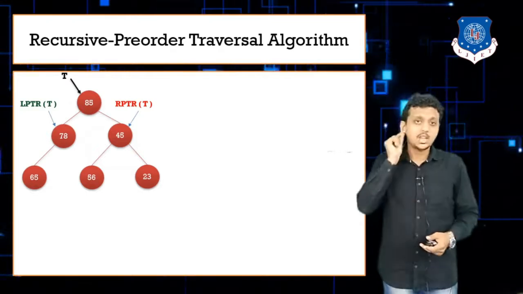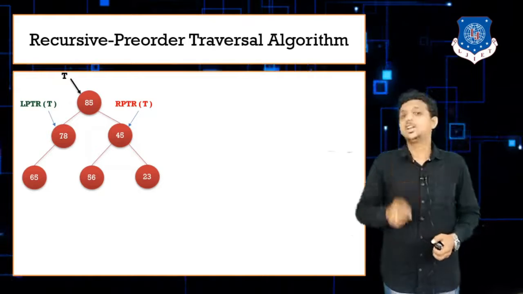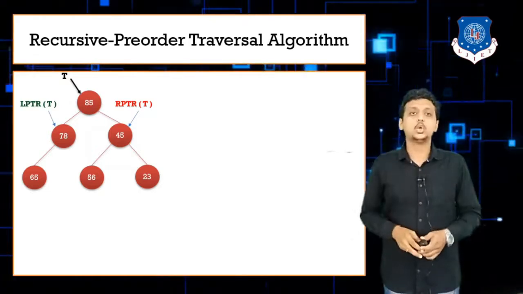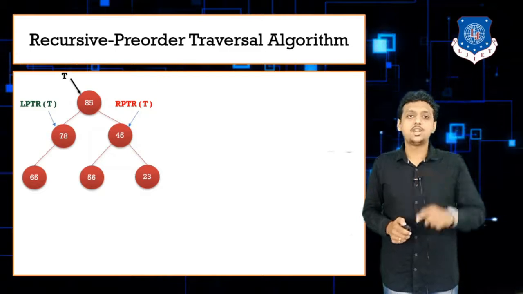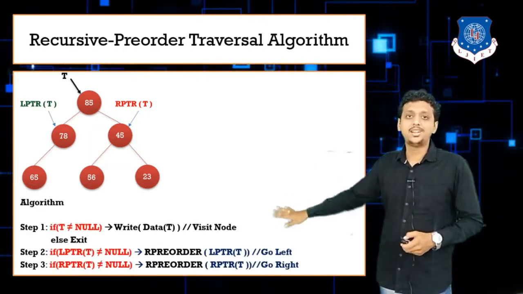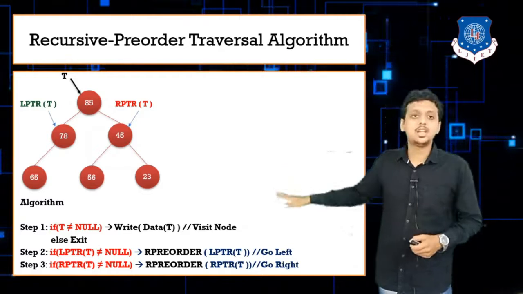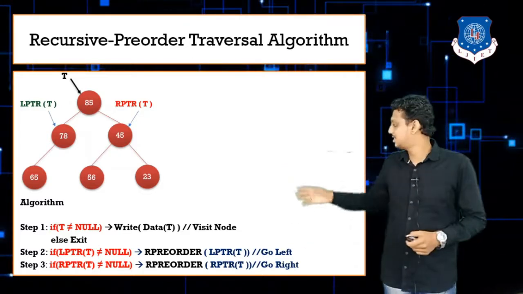Now we just need to apply our R pre-order algorithm, or we can say our recursive pre-order algorithm, over here. So how to do it? First I'm just going to write down the basic steps of the algorithm over here, so you can read it very carefully. Step number 1 is check whether the tree exists or not. If the tree exists, then write the data.